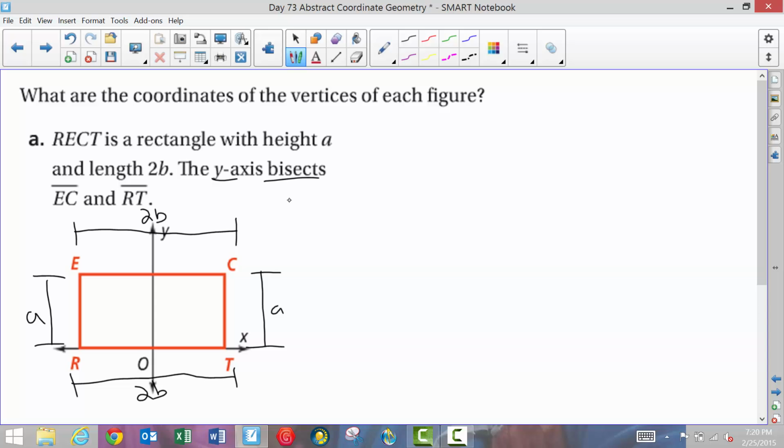Also, the y-axis is a bisector of ECRT, so I know that I have congruent segments around the y-axis. So this is B, B, B, and B. But I have negative B because the direction is to the left of the y-axis. So now I could find my coordinates. To get C, I went over B, up A. To get T, I went over B, up 0. R is negative B, comma 0, and E is over negative B, up A.